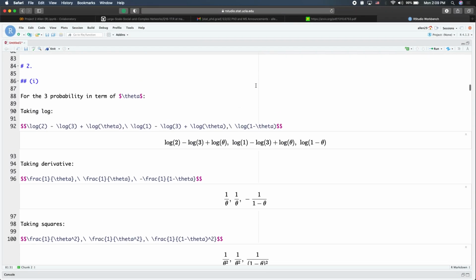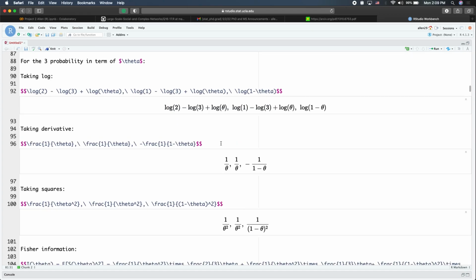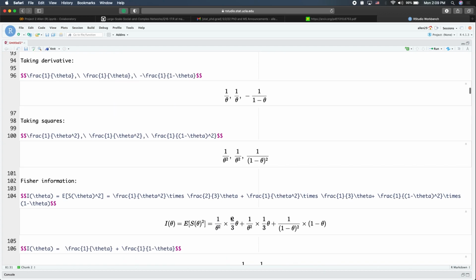So this should be the discrete density, or the probability mass function, for the 3 categories from question 3 of homework 3. So again, we just take the log of the corresponding likelihood, take the derivative, and then take the square. And then we do the expectation for each of the components from the square of the score function. So the score is just the first order derivative, and then we take the square, and then we take the expectation. Same procedure.